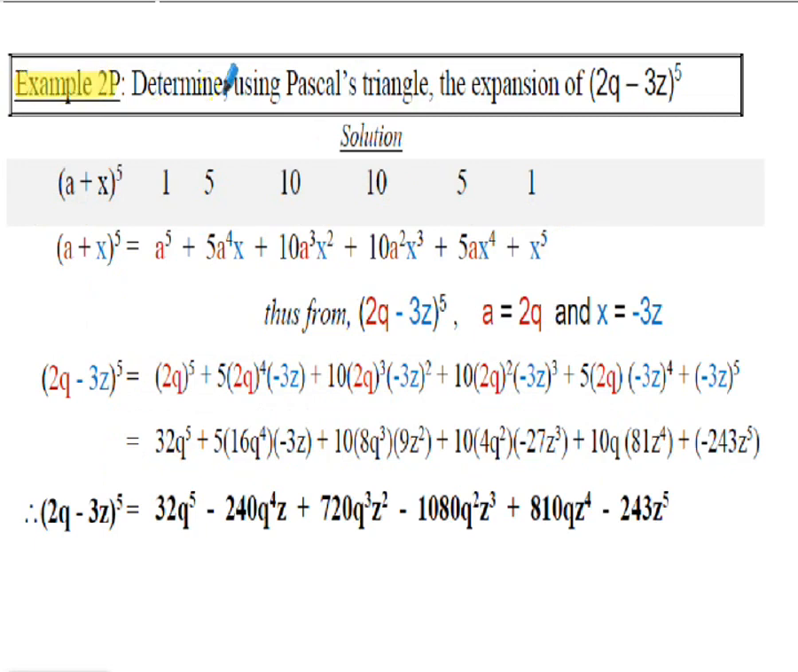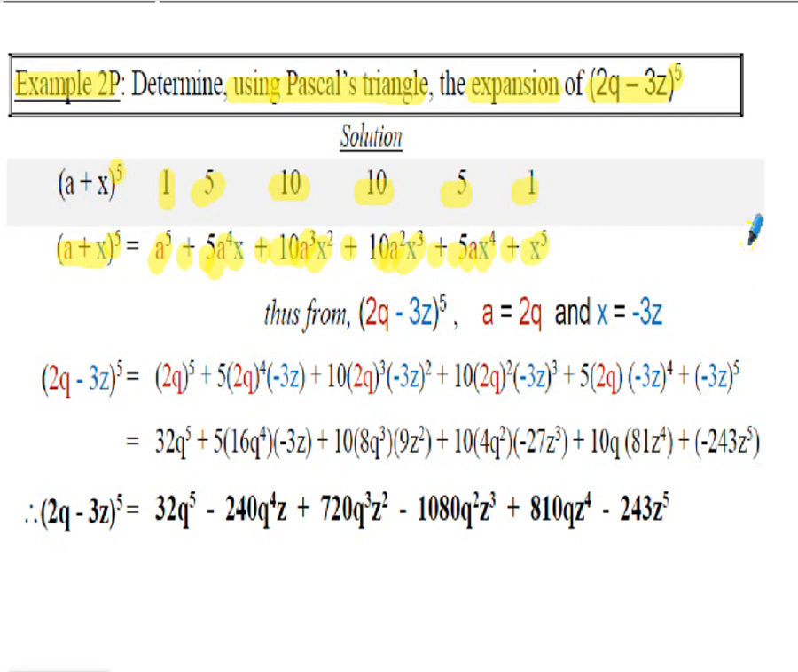Example 2p here, we're asked to determine, using Pascal's triangle, the expansion of (2q minus 3z) all to the power of 5. We know from Pascal's triangle, for the expansion of (a plus x) to the power n, with power 5, the coefficients are 1, 5, 10, 10, 5 and 1, and we know that when (a plus x) to the power of 5 is expanded, we get 1a to the 5 plus 5 times a to the 4 x to the 1 plus 10 times a cubed x squared plus 10 times a squared x cubed plus 5 times a to the 1 x to the 4 plus x to the 5.